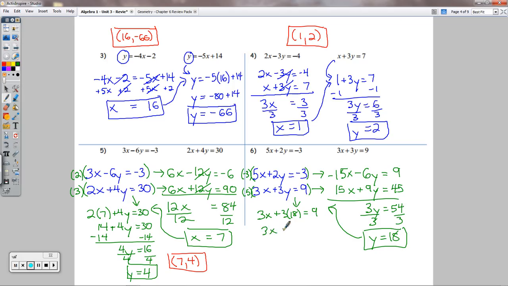So I'd have 3x plus 54 equals 9. Subtract 54 from both sides. I'd leave you with this, and then divide by 3. So you'd have x equals negative 15. As a coordinate point, that would be negative 15 comma 18.